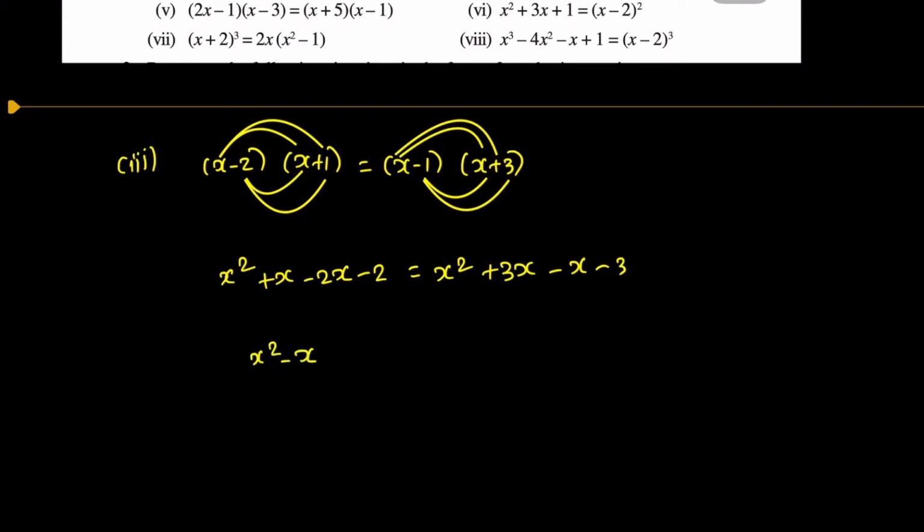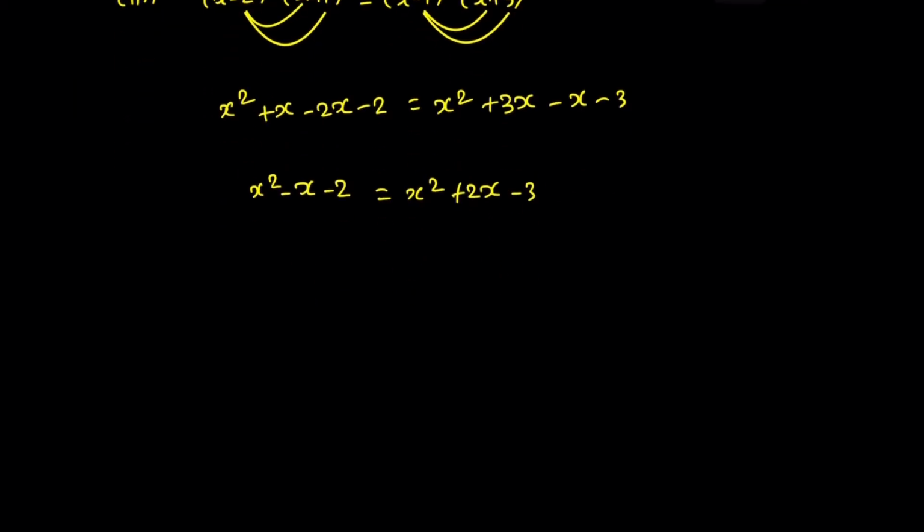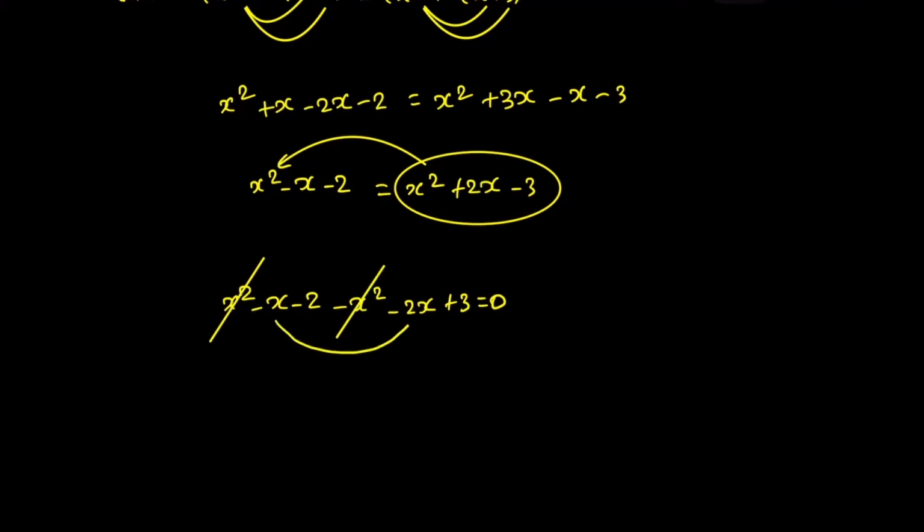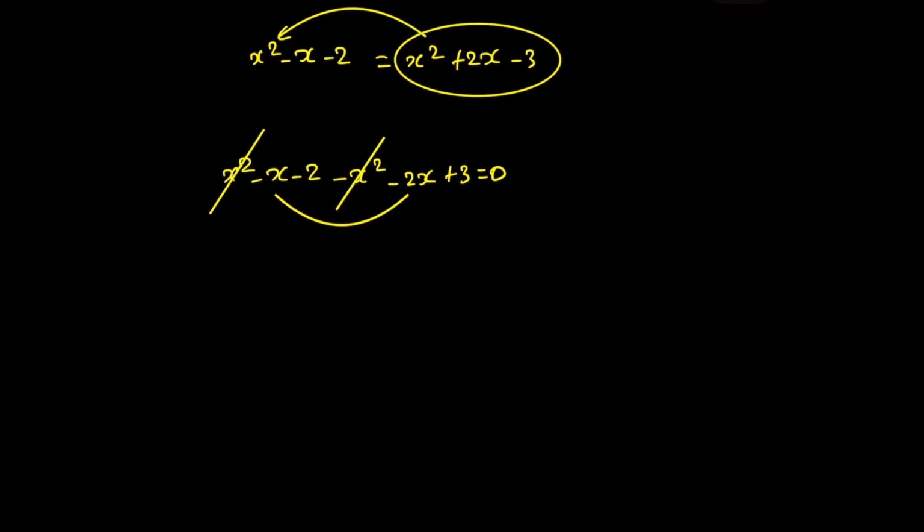So x² − x − 2 = x² + 2x − 3. All the terms move to the left side now, so just make the opposite sign. So x² − x − 2 − x² − 2x and −3 becomes positive 3, equal to 0. So these two terms cancel, and −2x and −1x equal −3x. Then the constant part: −2 + 3 is equal to +1.